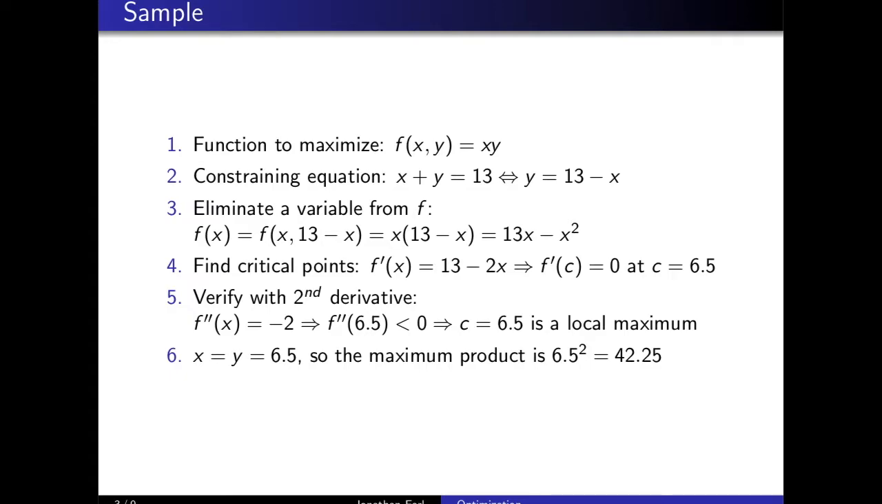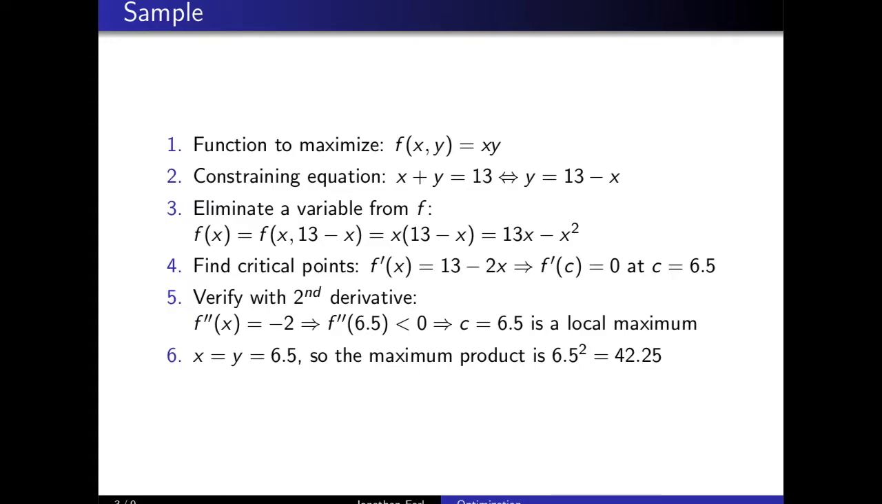So what we want to do is evaluate the second derivative at our critical point. For this case, the second derivative is minus 2, so the second derivative evaluated at the critical point 6.5 is clearly negative. And from what we said last time with the second derivative test, that tells us that our critical point is going to be a local maximum.